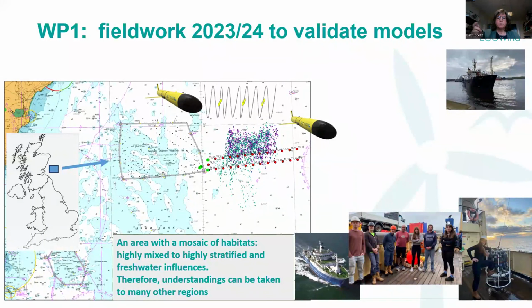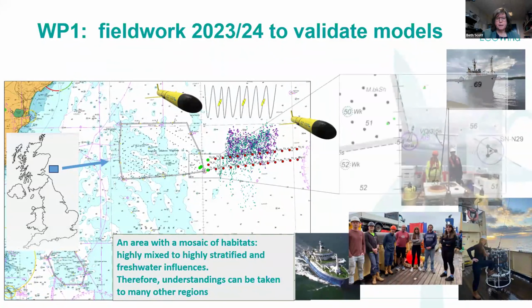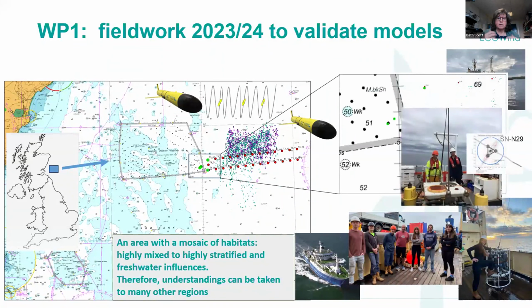So we've got our gliders going back and forth in this green and purple area between two waypoints. And then we've got these red spots, or CTD casts. What we have in this area is similar to what Eileen said, but on a smaller scale: a very mosaic area with highly mixed, highly stratified freshwater influence. So when we see differences in this area, we think we can take them to many other areas. And then we also have moorings, and I'll talk more about those, these upward facing moorings to look at fish and physics.